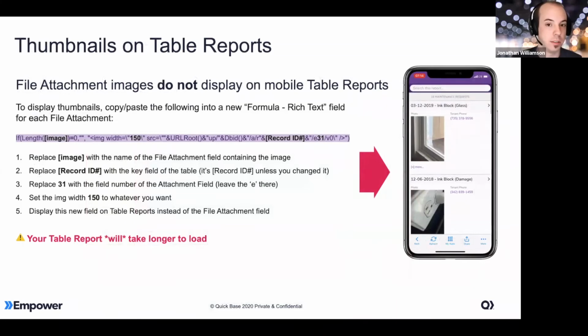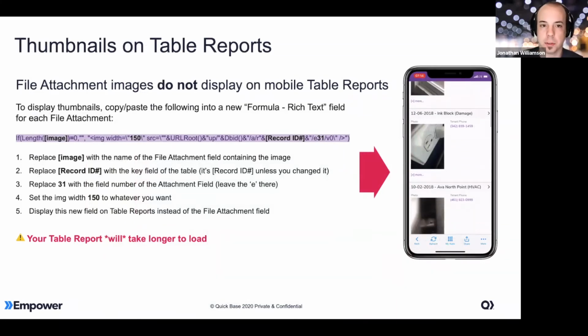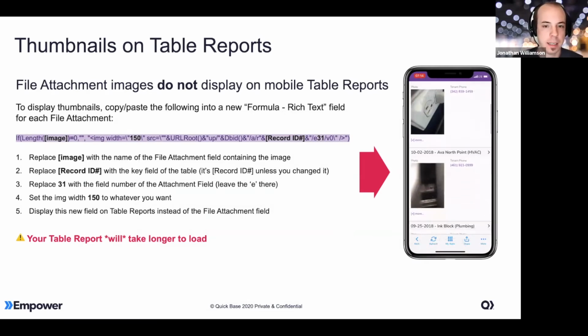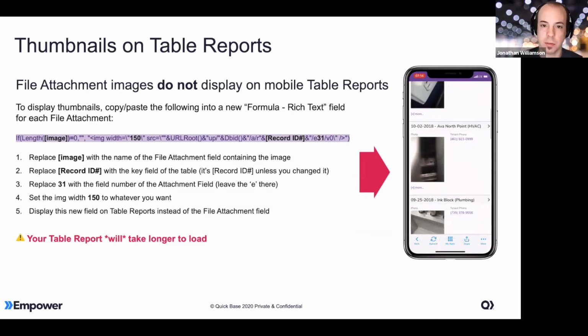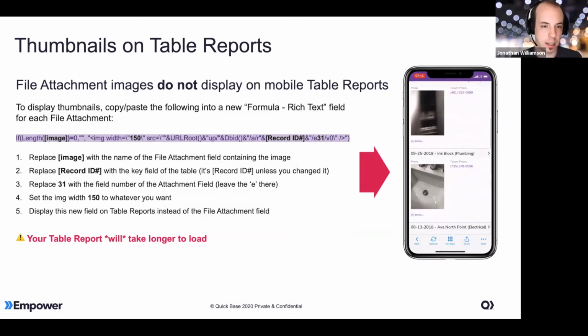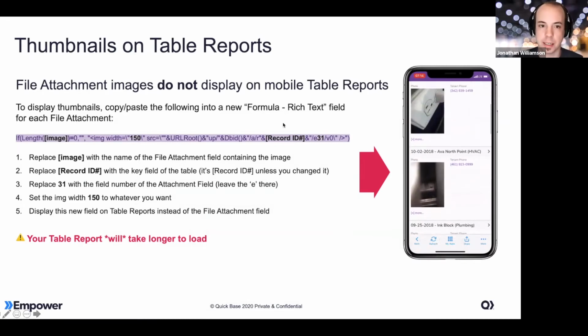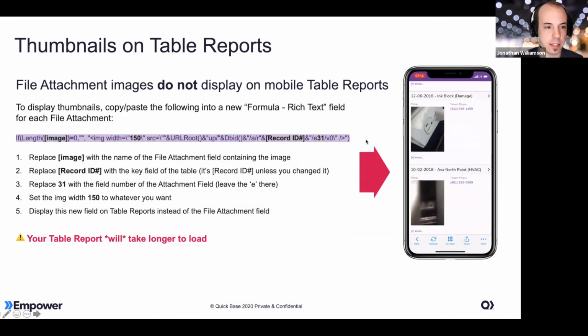Now, similarly to the view forms, thumbnails also have a little bit of a trick to them to work on table reports on mobile. They don't display by default, and so if you'd like to have that functionality, you need to make a new field, again, a formula-rich text, and then I've pasted a formula that you can copy later in the presentation. I'll send this out to you guys.